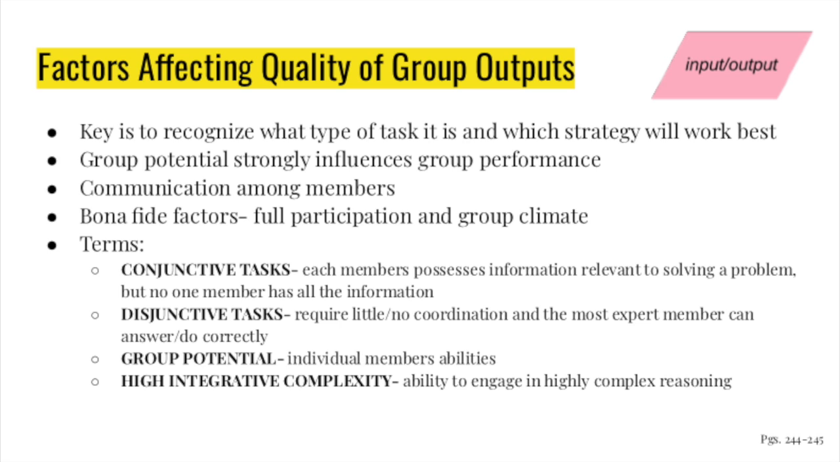Factors that affect the quality of the group's outputs include the types of tasks, the abilities of each member, and the type of communication used by the group. The types of tasks are listed below. Normally, a group works better with conjunctive tasks, which is each member possesses information relevant to the problem solving, but no member has all the information. So this just means that each person is contributing something different to the group's outputs.